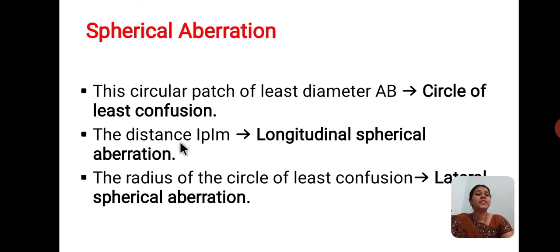Then the distance between IP and IM is known as the longitudinal spherical aberration.